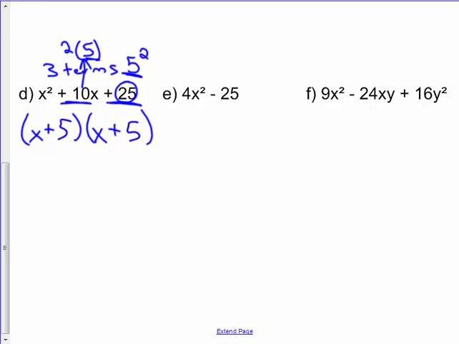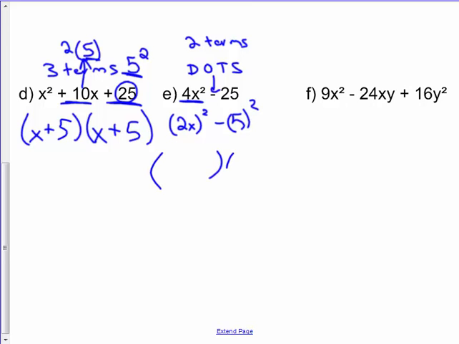Now again, you can just as easily do guess and check with this. That would be fine. You could just as easily factor by grouping. That would be fine too. In E, all right, 2 terms. It's a difference of 2 squares. So 4x squared, oh, that's 2x squared, and 25, that's 5 squared. So my 2 terms are going to be 2x minus 5 and 2x plus 5.